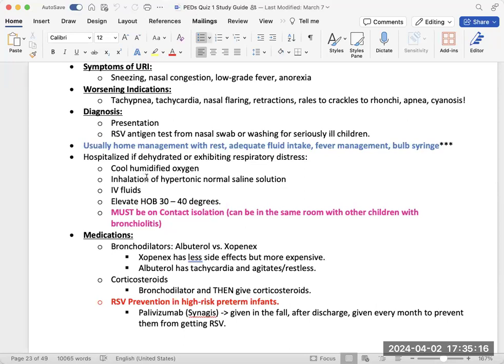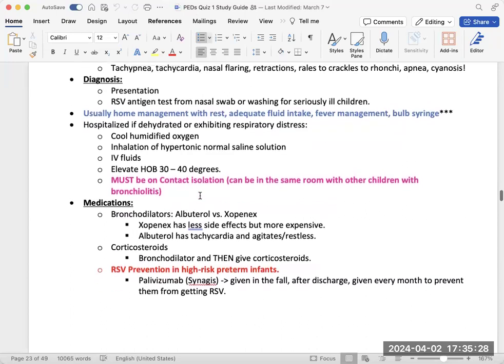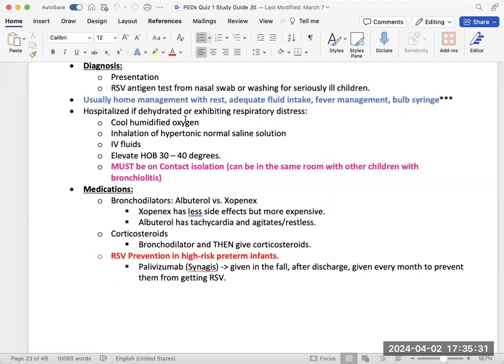The diagnosis is based on the presentation, and we also will do an RSV antigen test from a nasal swab for those seriously ill children, because we said this could be caused by RSV. There's usually home management, so that'll include rest, fluid intake, fever management, and a bulb syringe.